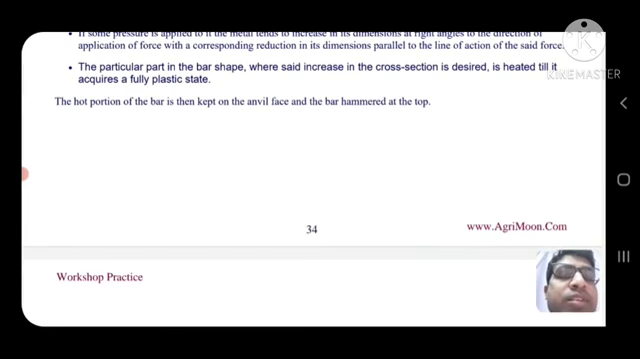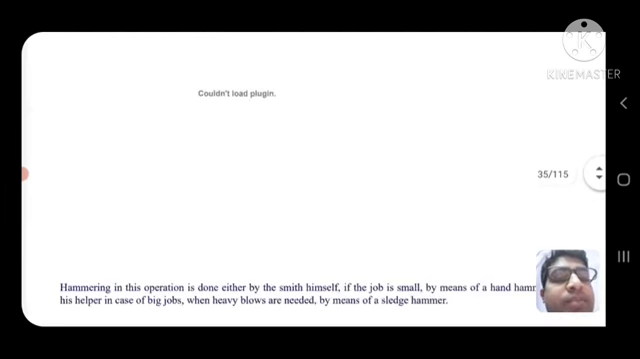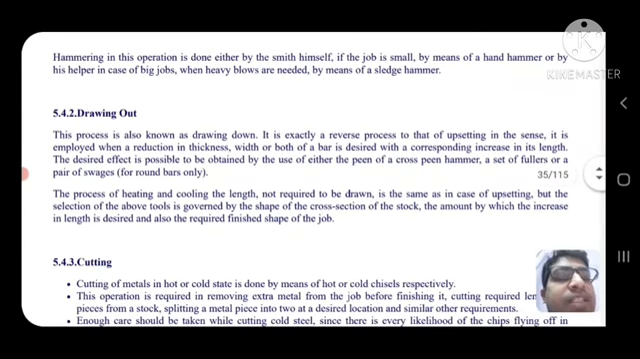The particular part of the bar where an increase in the cross section is desired is heated till it acquires a fully plastic state. The hot portion of the bar is kept on an anvil face and the bar is hammered at the top. Hammering in this operation is done either by the smith himself, if the job is small, by means of a hand hammer, or by his helper, in a case of big jobs when heavy blows are needed, by means of a sledgehammer.